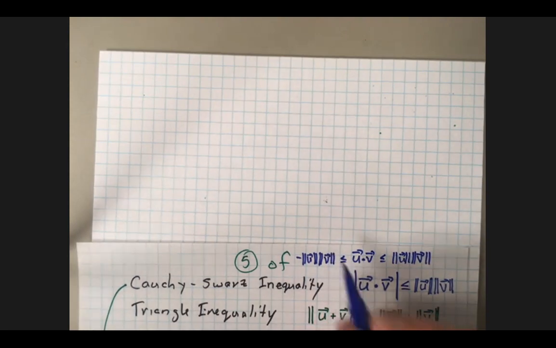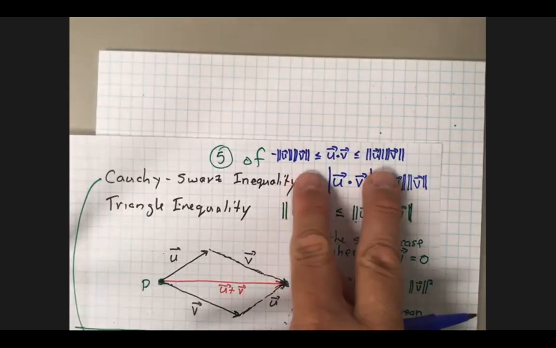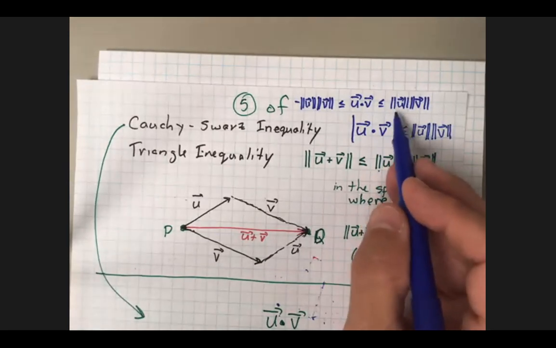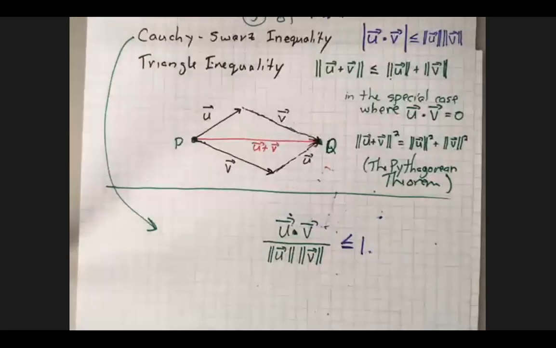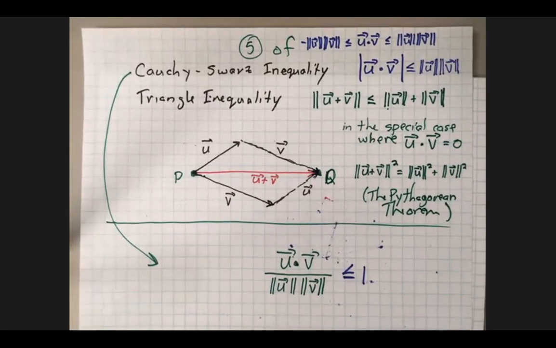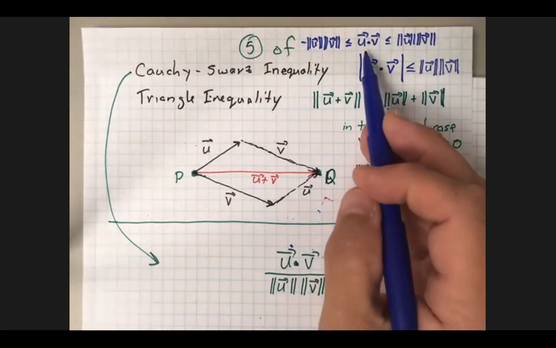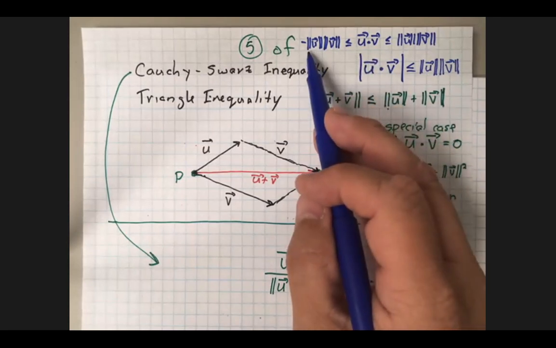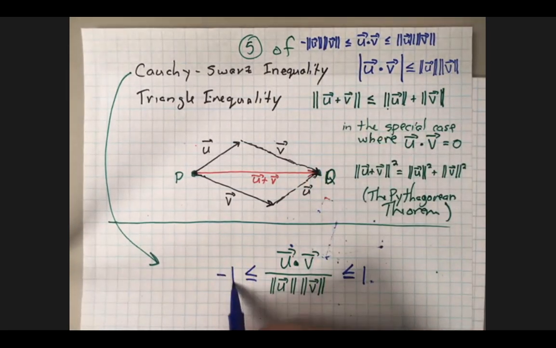Remember, absolute value less than something means between, right? So I can take both of these down here. If U dot V is always less than or equal to mag U mag V, then this fraction is always less than or equal to one. And if U dot V is always bigger than or equal to minus mag U mag V, then this thing is always bigger than minus one.